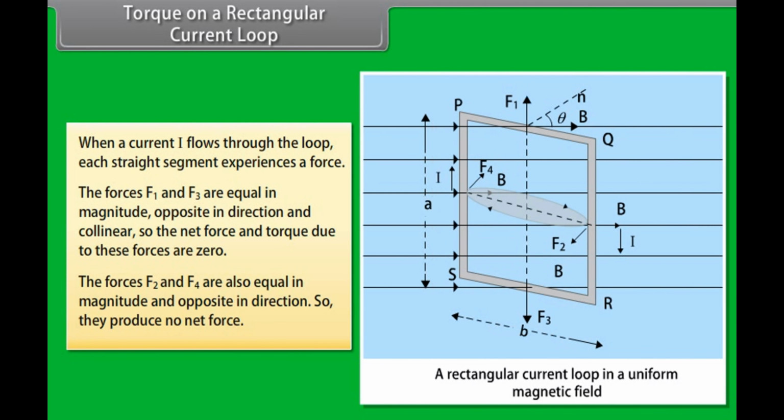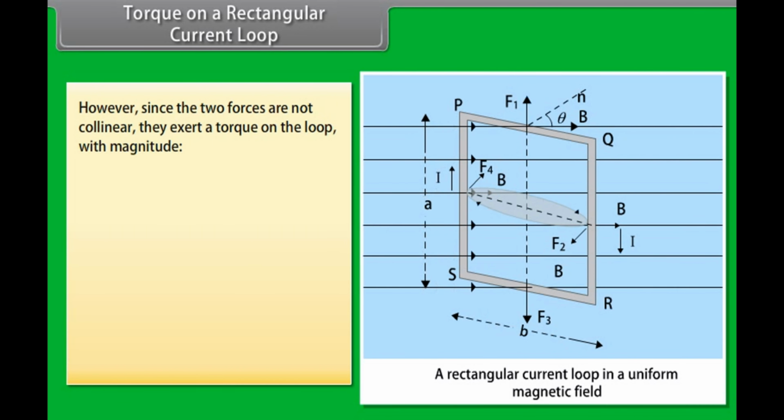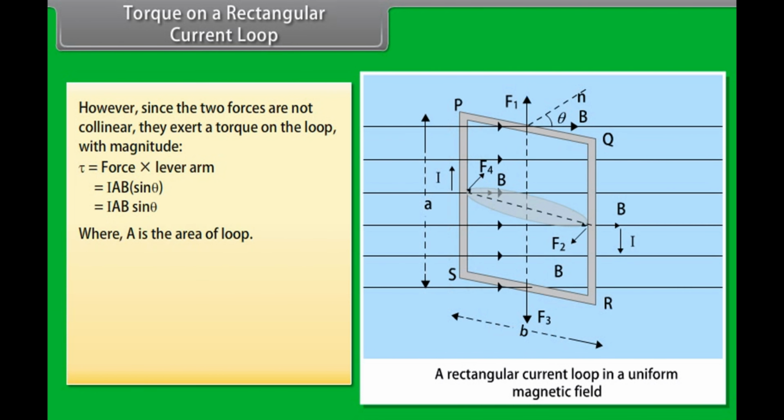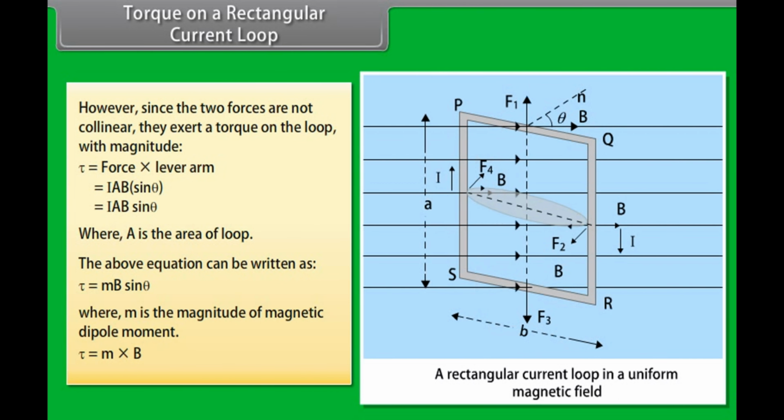The forces F2 and F4 are also equal in magnitude and opposite in direction, so they produce no net force. However, since the two forces are not collinear, they exert a torque on the loop, with magnitude equal to the product of force and lever arm, which is equal to I A B sine theta, where A is the area of the loop. The above equation can be written as tau is equal to m B sine theta, where m is the magnitude of magnetic dipole moment. Tau is equal to the cross product of m and B.